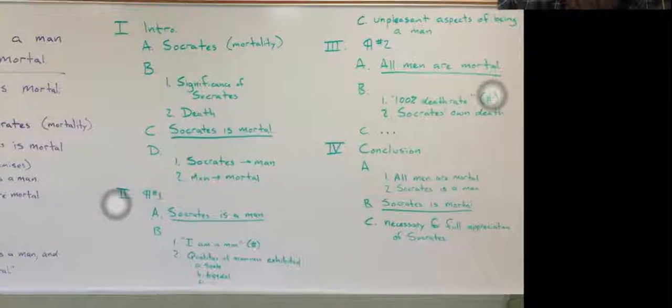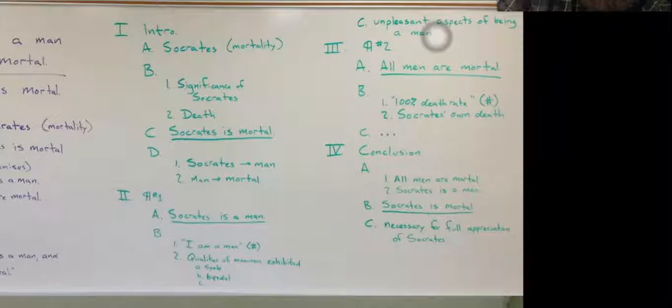Okay. And then here, I've got my transition where I'm moving from Socrates to death. So I might say something like, a very unpleasant aspect of being a man is that men die. So then I go into all men are mortal. Okay. How do I support that? How do I substantiate that all men are mortal? Well, to date, everyone who's ever lived that is not currently living, right? I mean, they've died. Men die. That's 100% death rate there. Okay. And then we might have documentation of Socrates' own death, historical record of that.